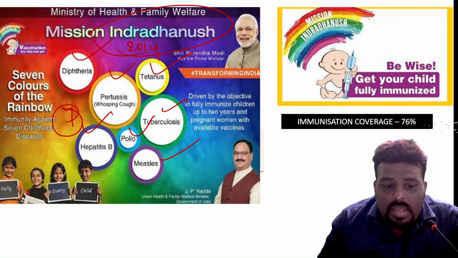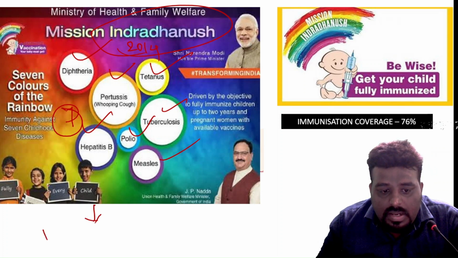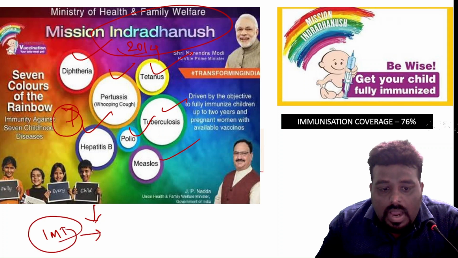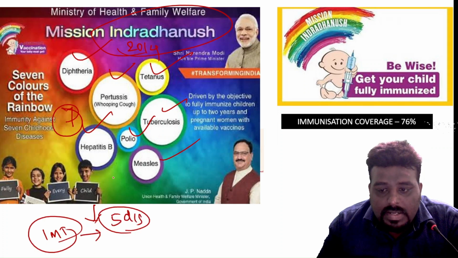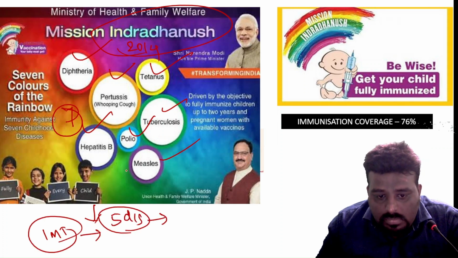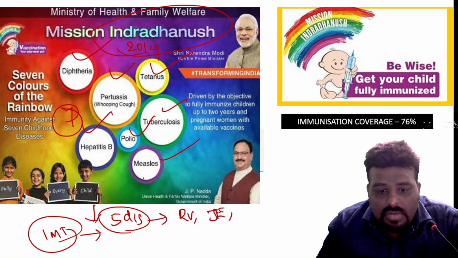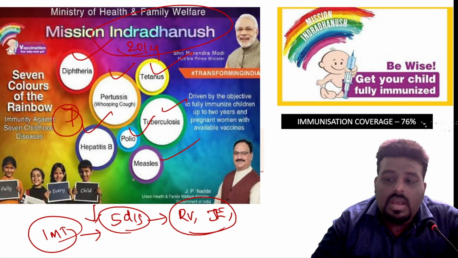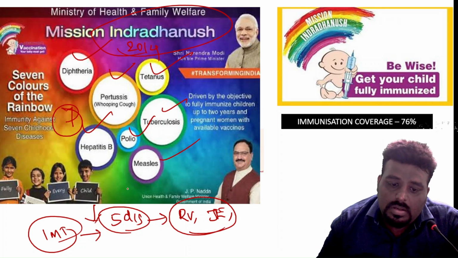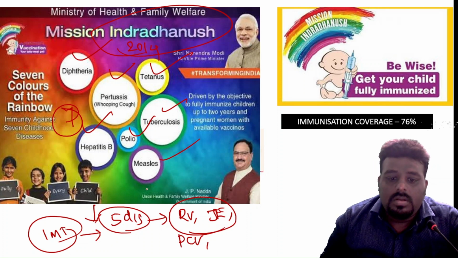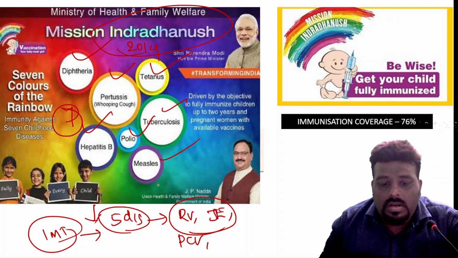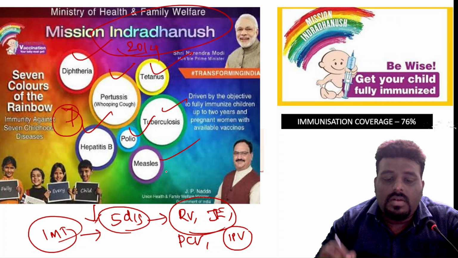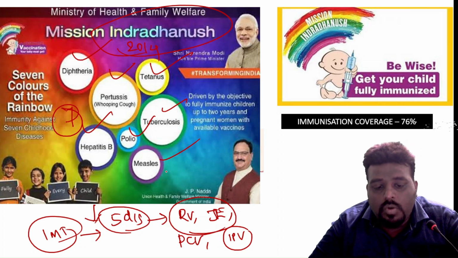Now we are planning the intensified Mission Indradhanush. Another 5 diseases have been included: rotavirus, Japanese encephalitis, like this some 5 diseases, PCV and IPV. So 7 plus 5 equals 12.